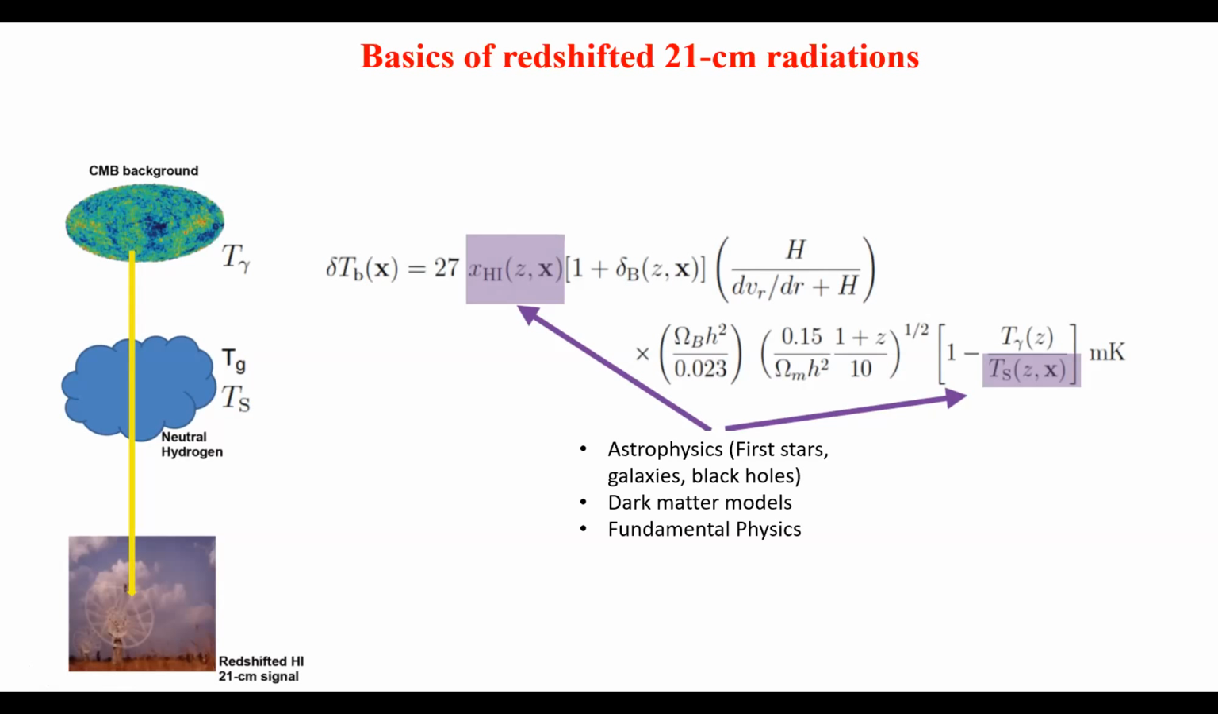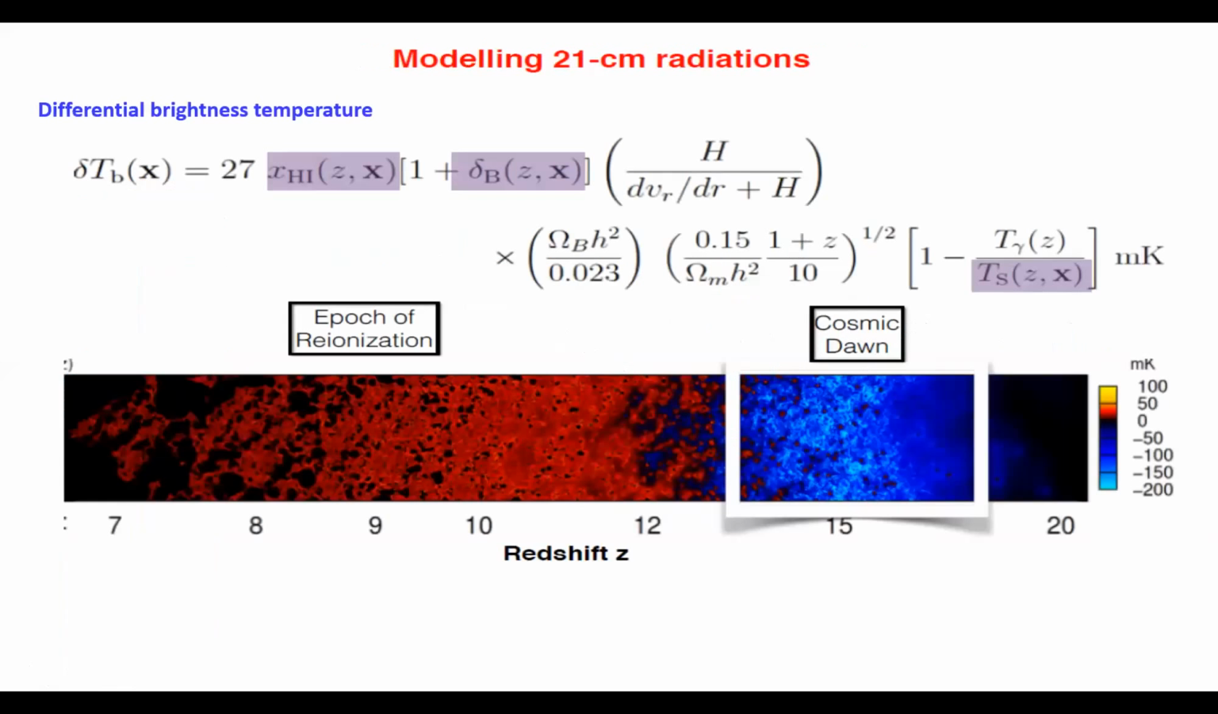And basically these quantities contain information about underlying astrophysical processes like first stars, galaxies, black holes, dark matter models, fundamental physics. So in principle, this delta TB contains an enormous amount of information about the background cosmology, about the large scale structure of the universe, as well as the astrophysical processes arising due to the first luminous sources. So if we could measure delta TB, we can extract an enormous amount of information about the epoch. And that's why it is one of the most promising tools to study the epoch of reionization.